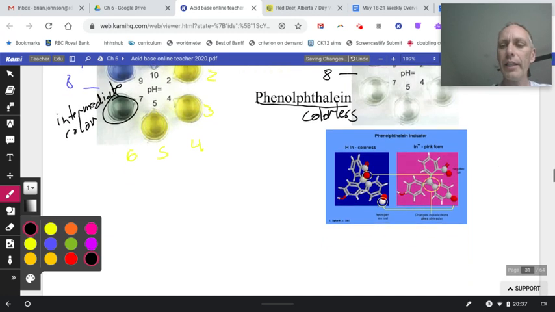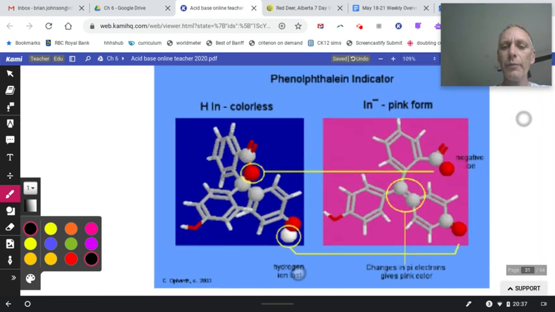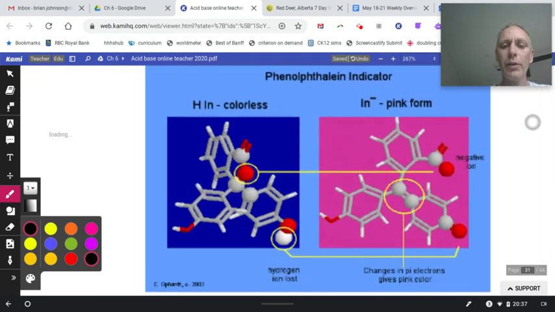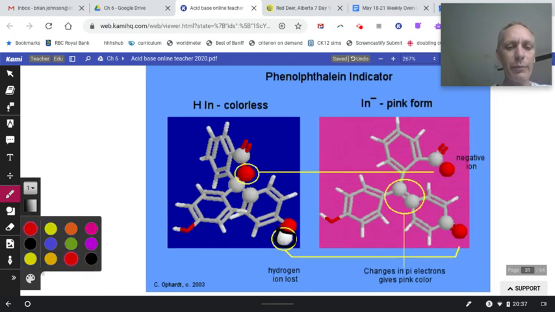The indicators, as I said, they have 2 forms. We're just going to zoom in. Here's the phenolphthalein molecule. And this is in its acidic form. It has an acidic H plus ion. I'll put it in green right here. So this is an H plus ion. So it's the indicator with its H attached, acidic.